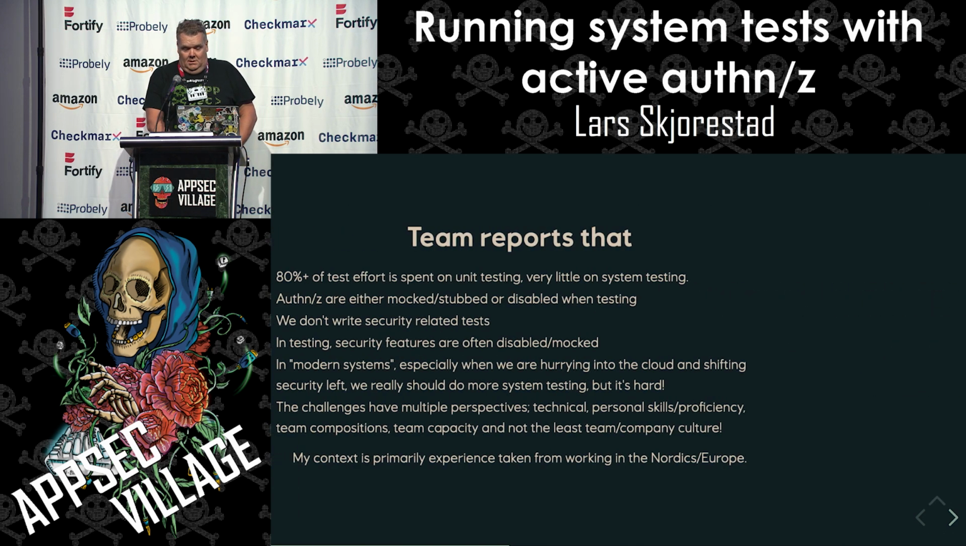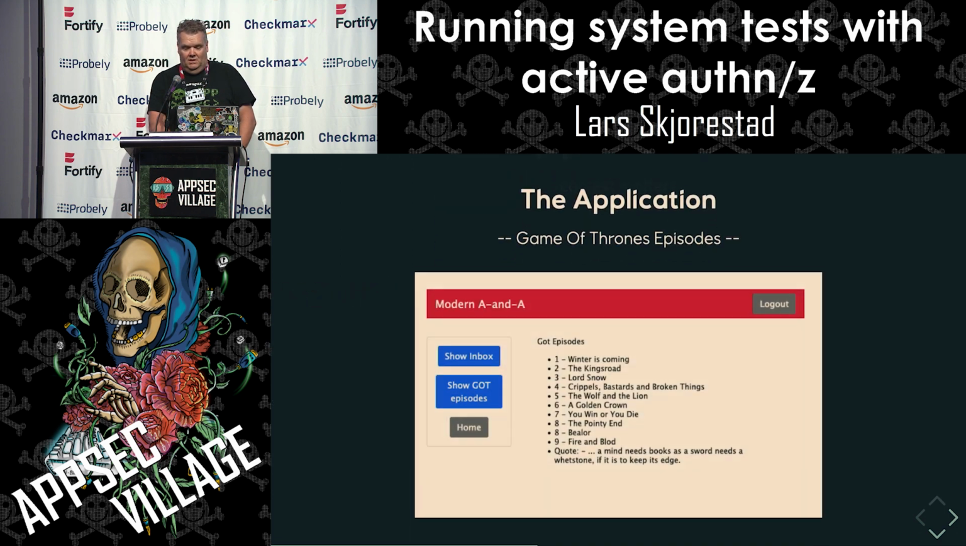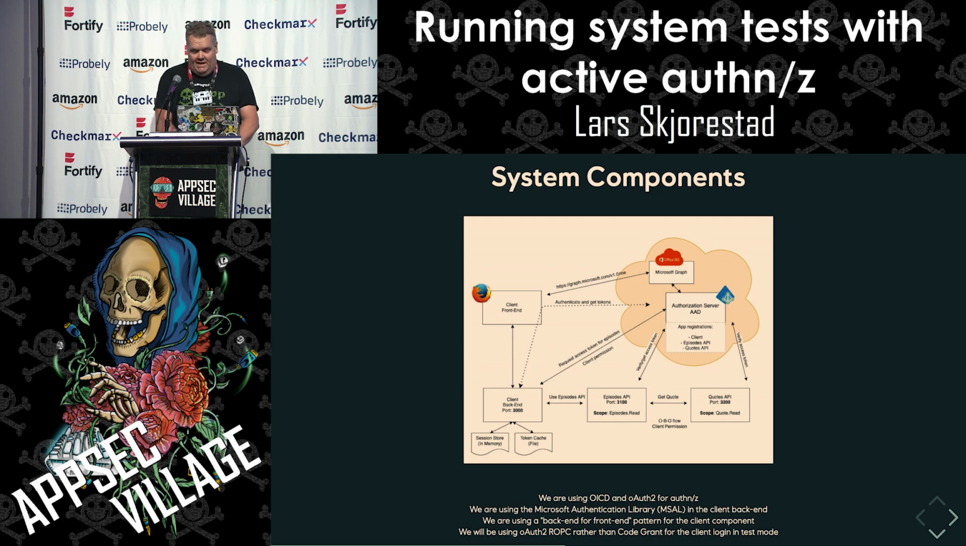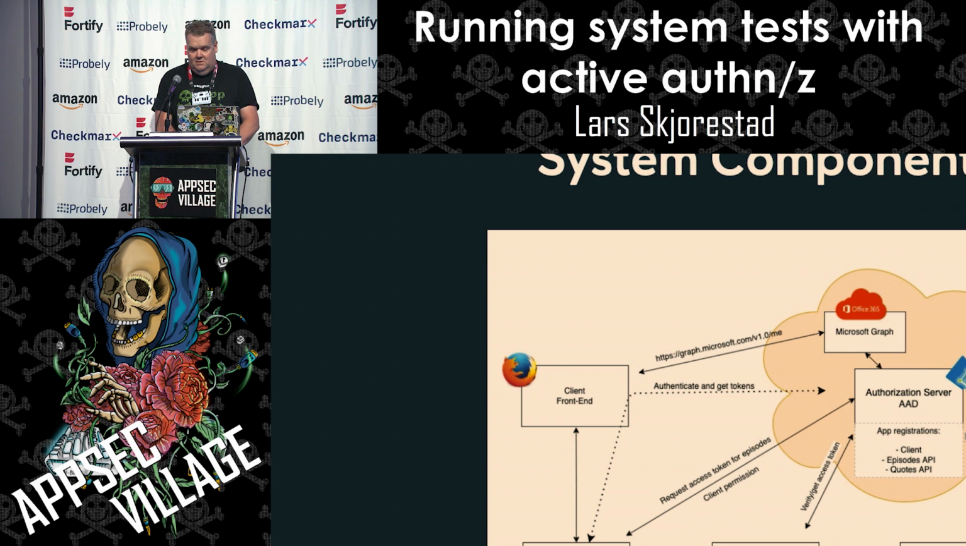So, the demo system that we're going to look at is something like this. It's a super modern application. It's basically giving you Game of Thrones episodes. So for the first season, you'll get the list of episodes, and you also get awesome quotes from Game of Thrones at the end. And you can read your mailbox from Outlook. The architecture looks something like this. How does this work? Not too bad.